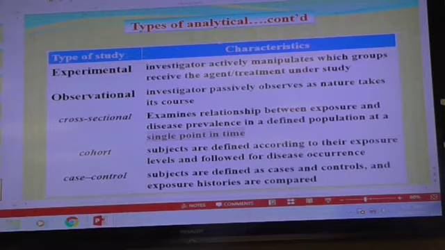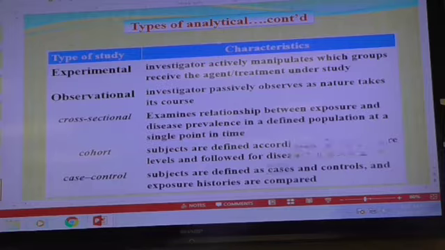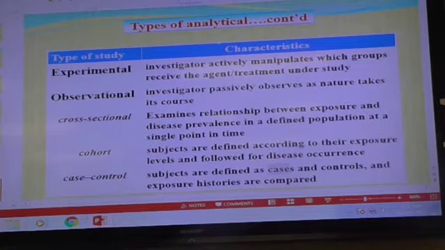Again, as I said initially, following can be in real time, or it can be looking in the records of health information. In case control studies, subjects are defined as cases and controls. Cases means those with disease, and controls those without disease. And then what you are trying to ascertain is the exposure level in each group. So these are what we are going to look at: the cross-sectional, cohort, and case control studies.